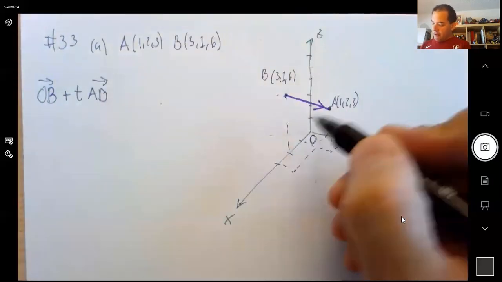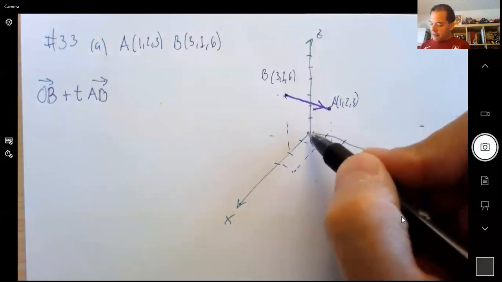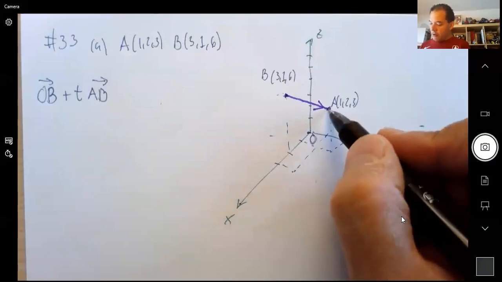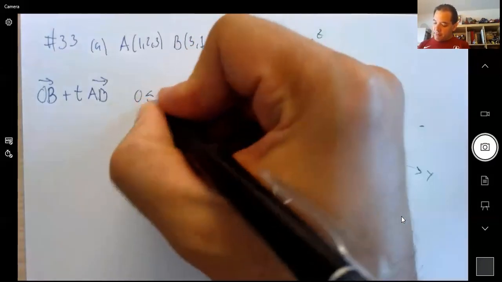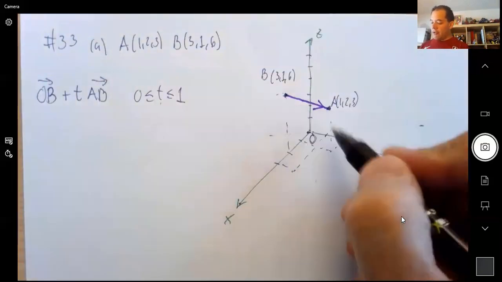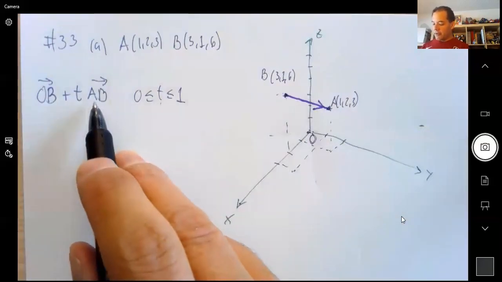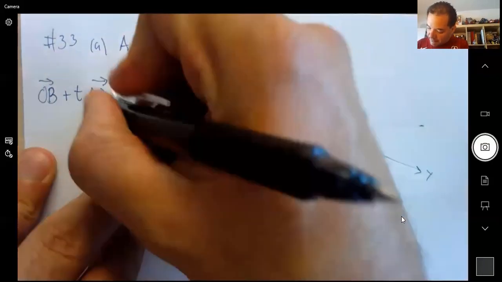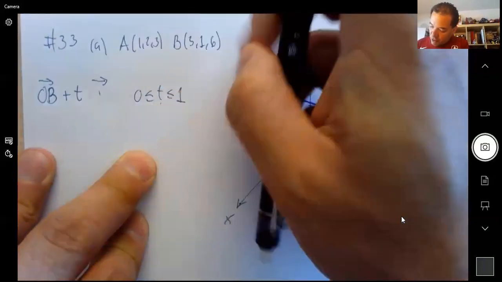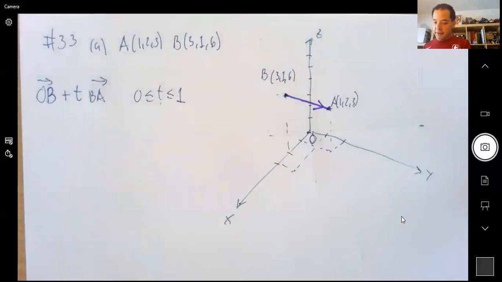And when T is 0, you're going to be at B. And when T is 1, you're going to be at OB plus BA, which is OA. So T is between 0 and 1. That's the easiest way of doing it. And it will always be between 0 and 1 if you use the entire vector BA. Okay? So this way you go from B to A. If you want to start at A and go to B, then you have to use the vector AB. Oh, I wrote it wrong. This should be BA. Okay? So this is it.